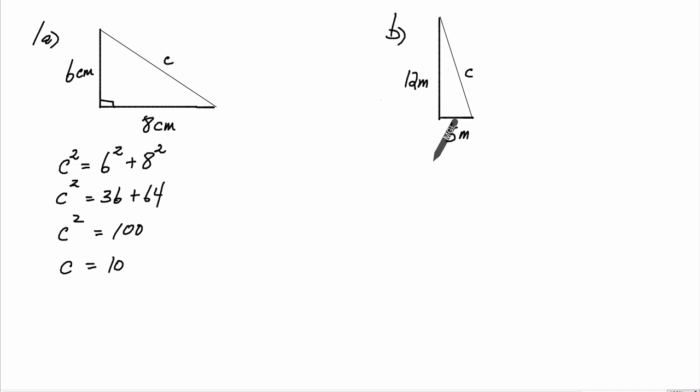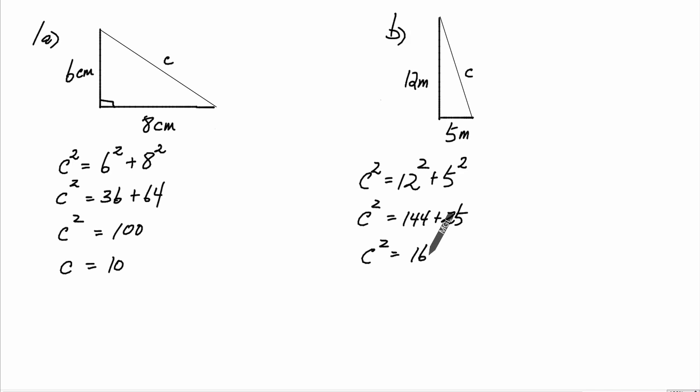In part B, in a similar way, we have to find the length of the hypotenuse represented by C. So C squared will be equal to 12 squared plus 5 meters squared. I'm going to evaluate the squares. 12 squared is equal to 144, and 5 squared is equal to 25. Now adding 144 and 25 together, we're going to get 169.